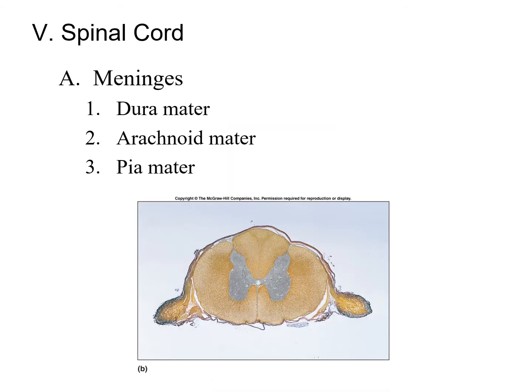Both the brain and the spinal cord are surrounded by membranes that we call meninges. They are listed here in order from superficial to deep: the thick dura mater, the sort of cobwebby arachnoid mater, and the pia mater, which is in intimate contact with the brain and the spinal cord. The pia mater hugs all the convolutions and curves of the central nervous system.